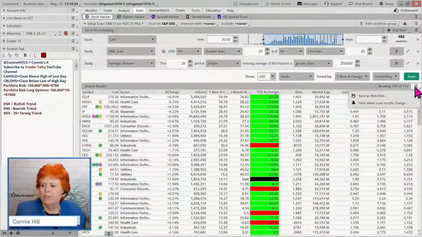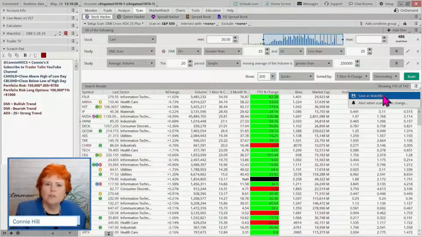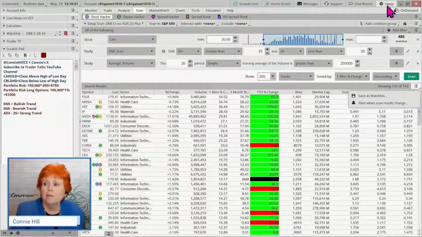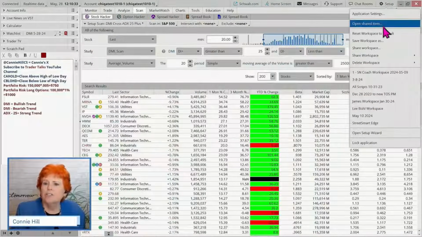You can, for example, save this as a watch list and then share it. You can share it with yourself and open it up via the open shared items setting right here.